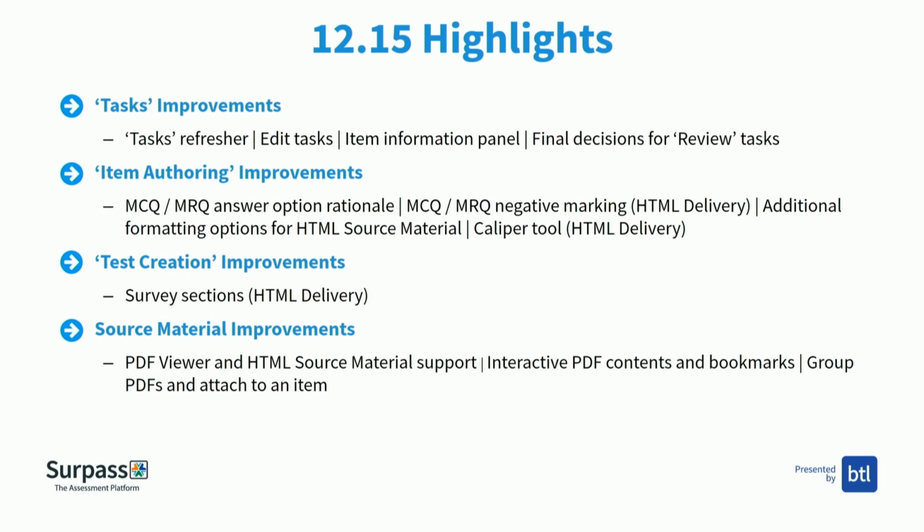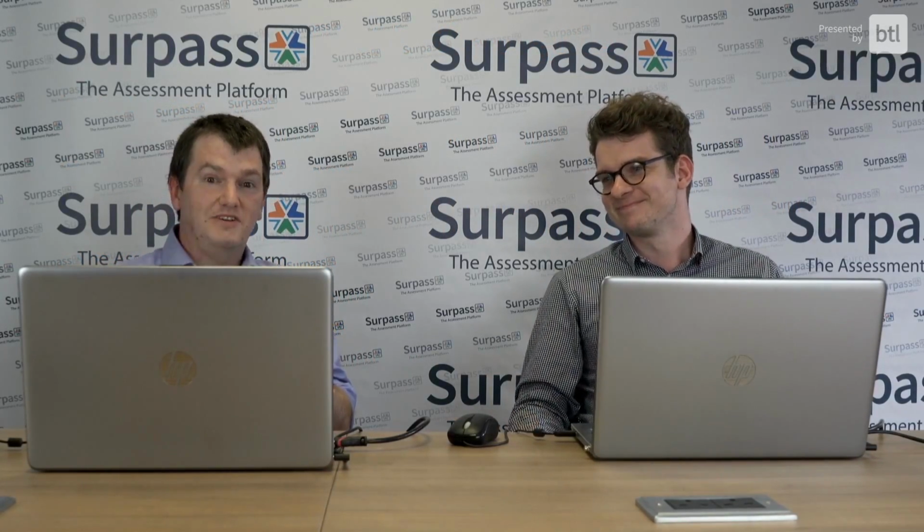Okay, after that we've got item authoring improvements, yeah? Yeah, we're going to be looking at new options for rationale and negative marking. And your favourite, Ben, the new Caliper tool. Yeah, I'm very excited about the Caliper tool and showing it off to the Surpass community. We'll get on to why later, I won't spoil it all now.